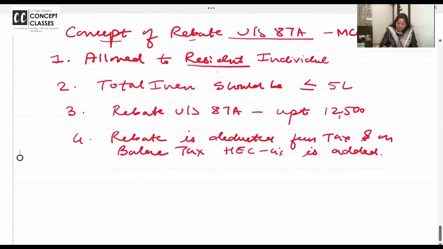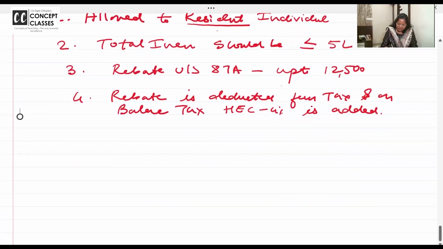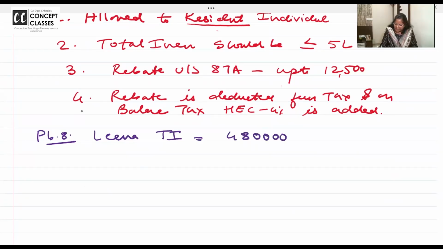Now we will solve one question. Problem number कहाँ चल रहा है? These are all my random created problems. तो जो आपको समझ में आए इसमें. Leena is having a total income of say 4,80,000. Ma'am, Leena's age is not given. What age should we take? Less than 60 years.